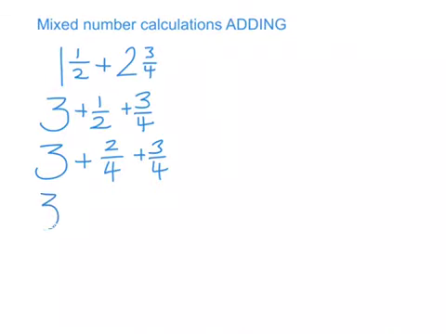which you can see is going to be 3 plus, my denominator stays as quarters because we're in quarters, and my numerator's 2 plus 3, that's going to become 5.